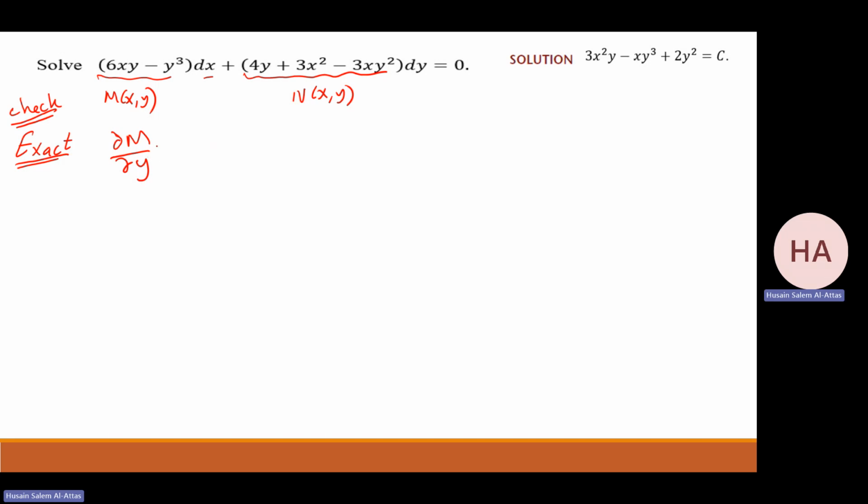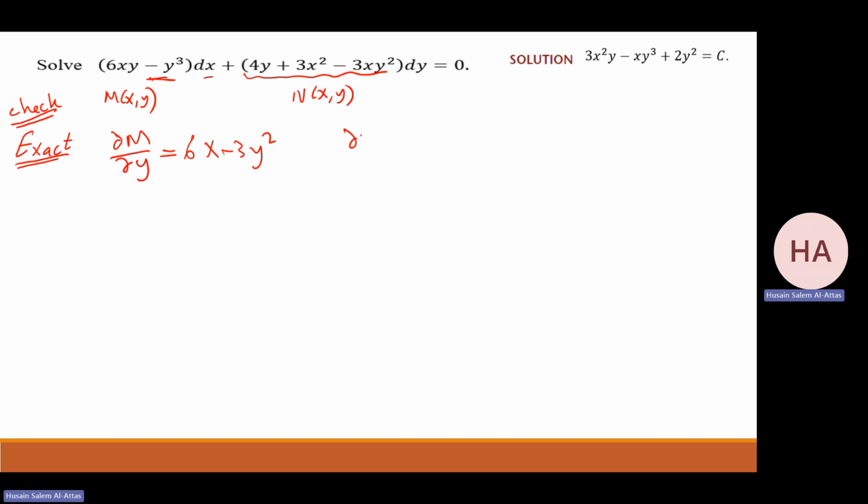Means when I differentiate, now partial derivative with respect to y. It means when I differentiate, I will consider x as constant. So when you look at this one, this is a constant, since I'm doing the derivative with respect to y. So constant times y, what will be the derivative? 6x. Now, since I have a function of y, it will be minus 3y squared.